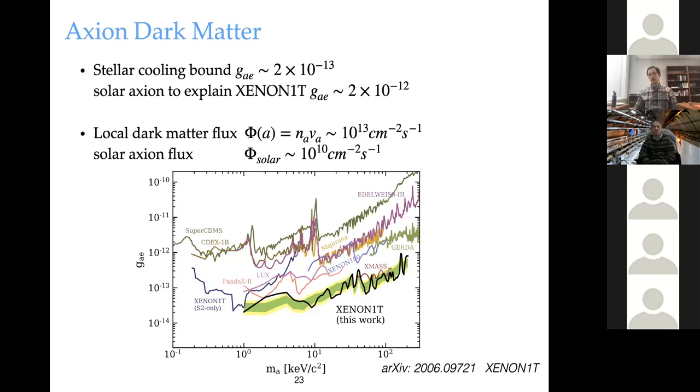The reason dark matter can be a good thing, as I already told you, is that the flux is larger. The stellar cooling bound gives you a g_ae bound of 10 to the -13, and for solar axions to explain the Xenon, you need 10 to the -12. There's a one order of magnitude mismatch. But the local dark matter flux is much larger, 10 to the 13 per centimeter squared per second, while the solar axion flux is roughly 10 to the 10.